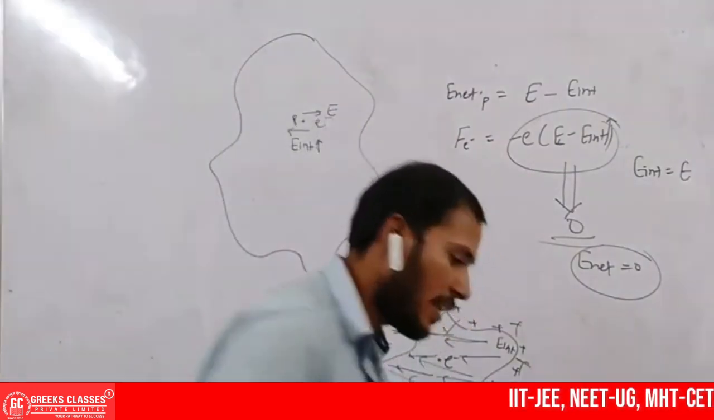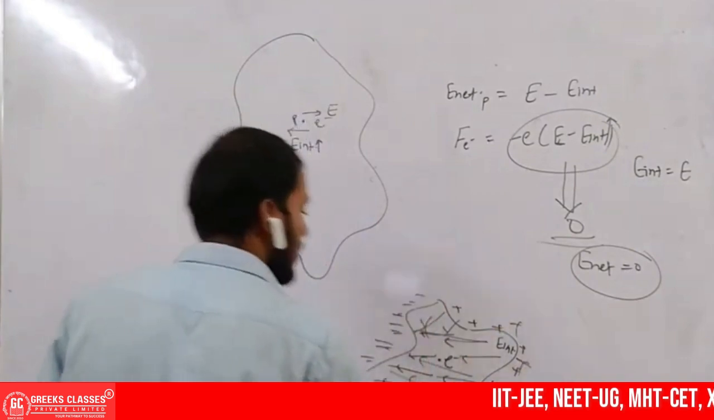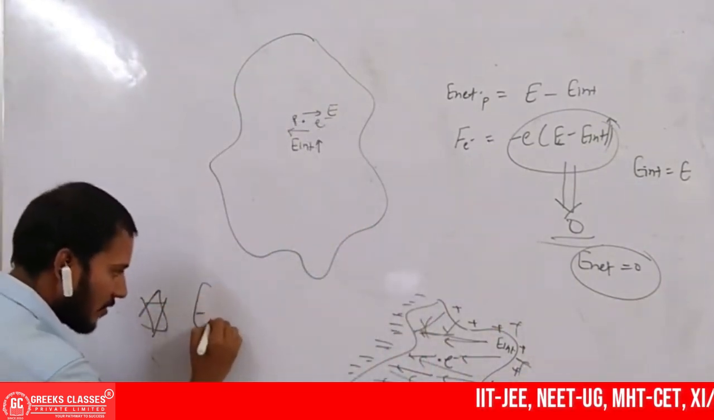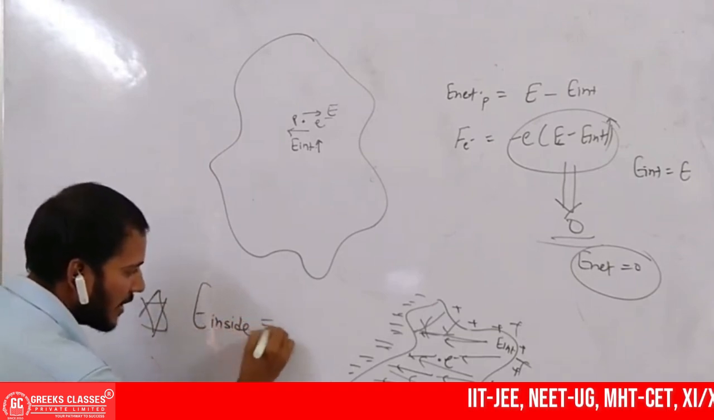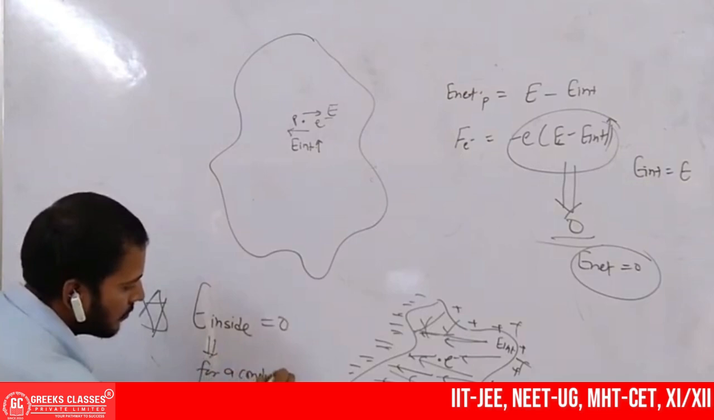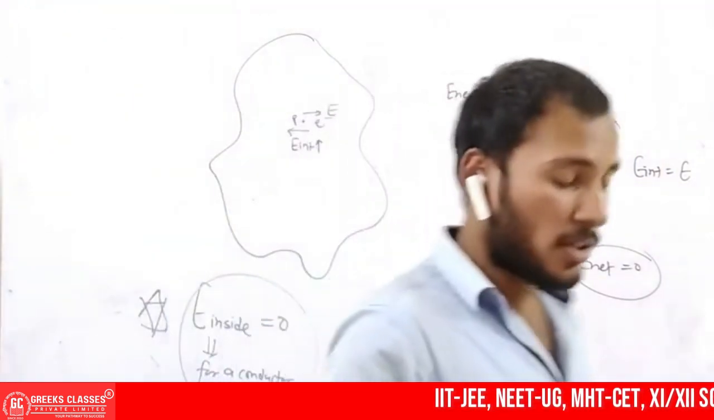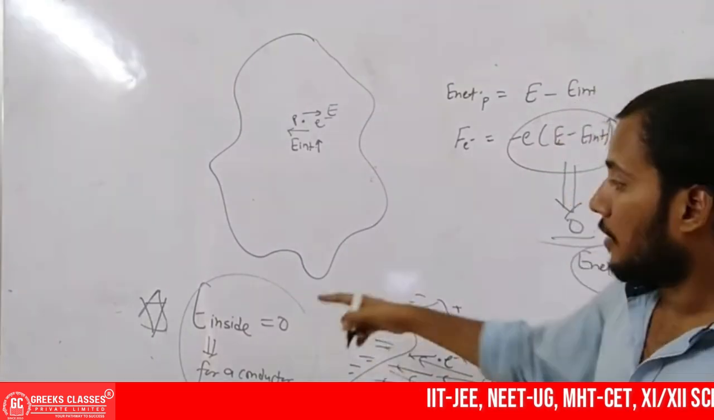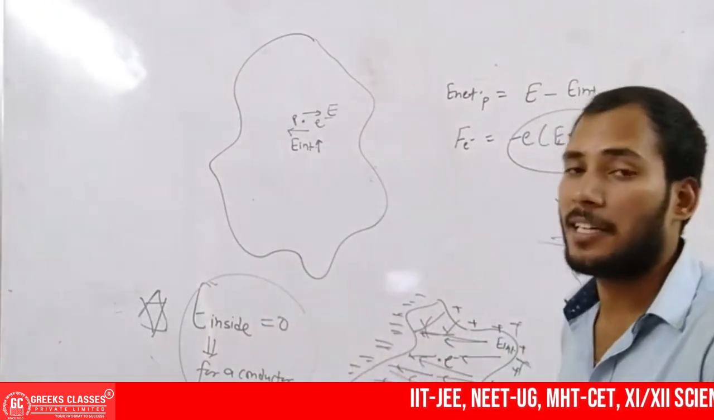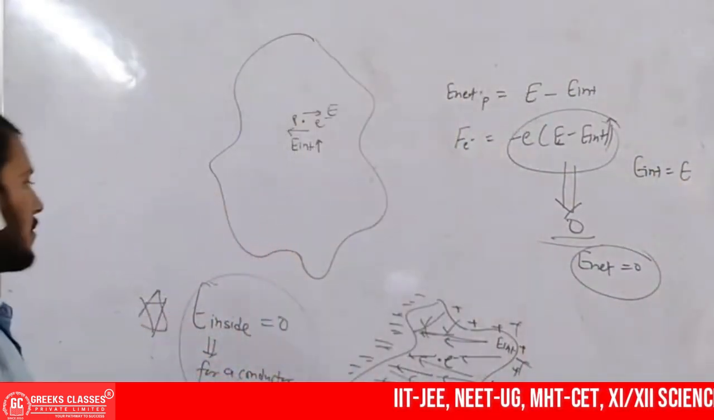So this is the very basic and very important concept of a conductor. The very star-mark concept of a conductor is that the electric field inside is 0 for a conductor. A conductor will never let a charge or an electric field exist inside. The net electric field inside the conductor will always be 0. Okay, so please keep this point in mind.